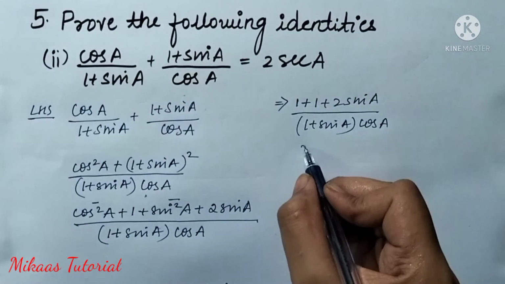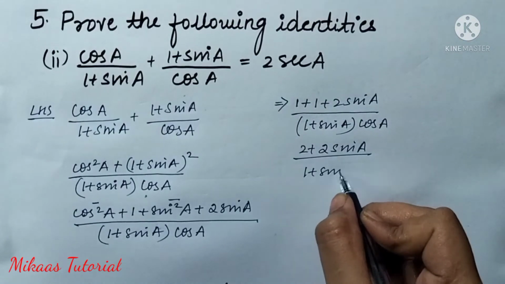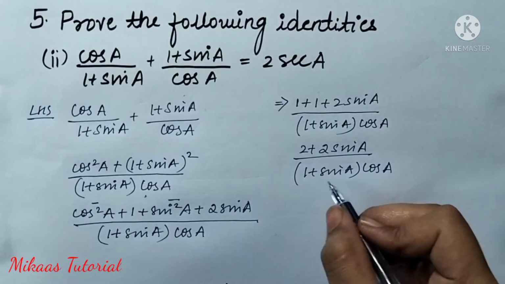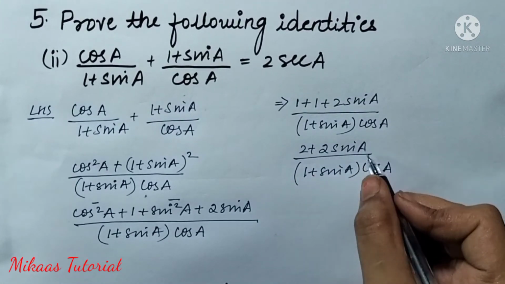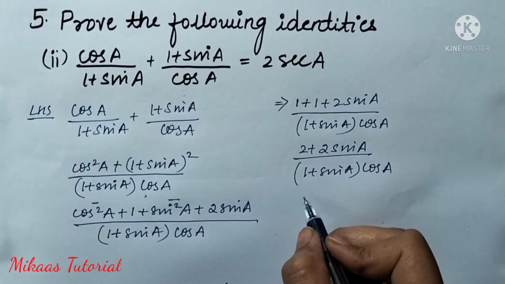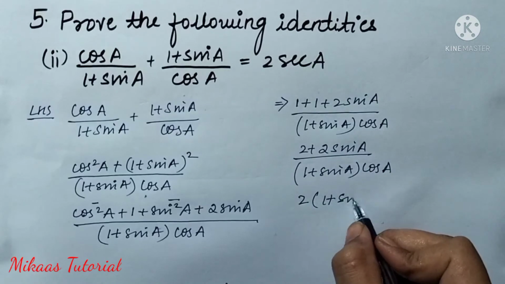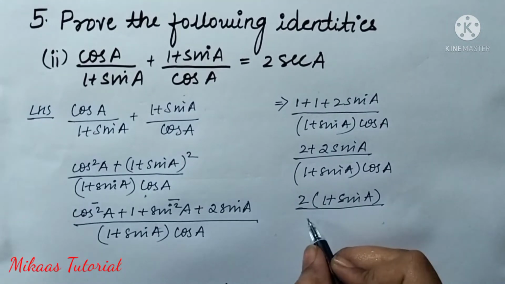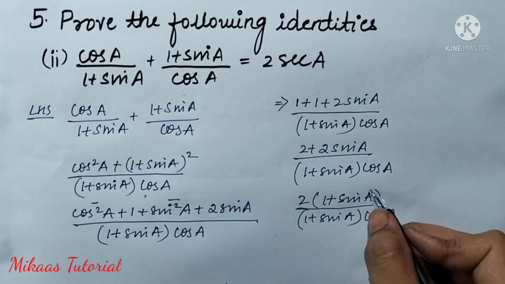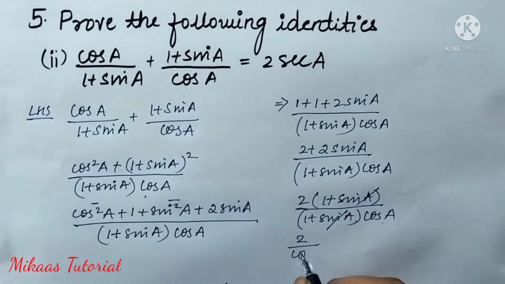So now you can add this. We will get 2 plus 2 sin a divided by 1 plus sin a into cos a. This is the thing which is left out. So now you can cancel 1 plus sin a. When you have 1 plus sin a in the numerator, then only you can cancel it. So you should get 1 plus sin a. How will you get it? Take the 2 common. So what will be left here? 1. And what will be left here? Sin a. So you got 2 into 1 plus sin a divided by 1 plus sin a into cos a. Now you can cancel it, because you have 1 plus sin a in numerator and denominator. So 2 by cos a.